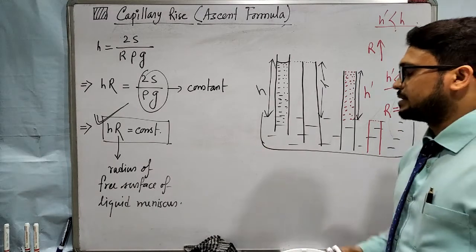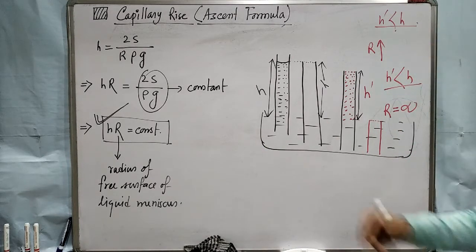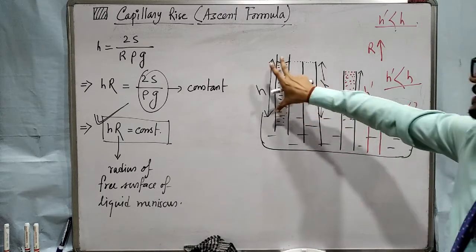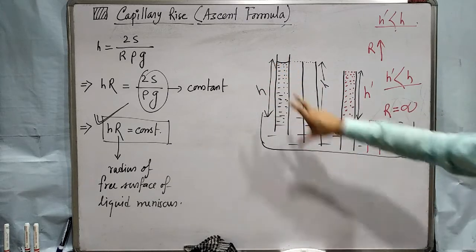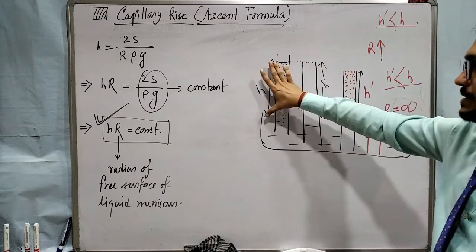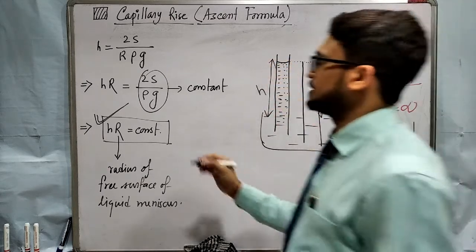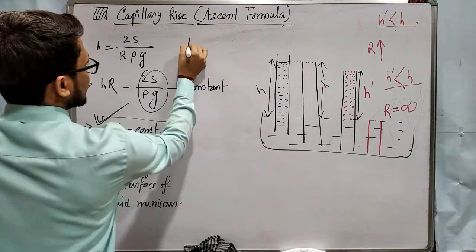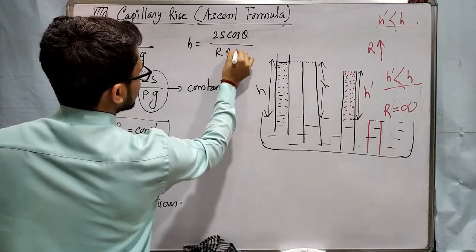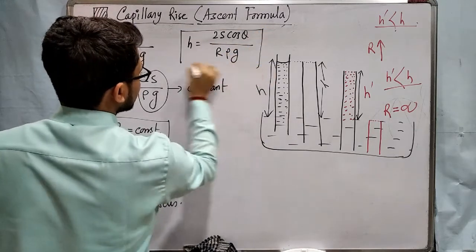So remember this point. This is a very important point, and from this you may get an MCQ type question in competitive exams, on H and R. What will happen to R when the height is decreased from this height, when H prime becomes less than H? H is the height that we can measure using this formula, H equal to 2s cos theta by r rho g.